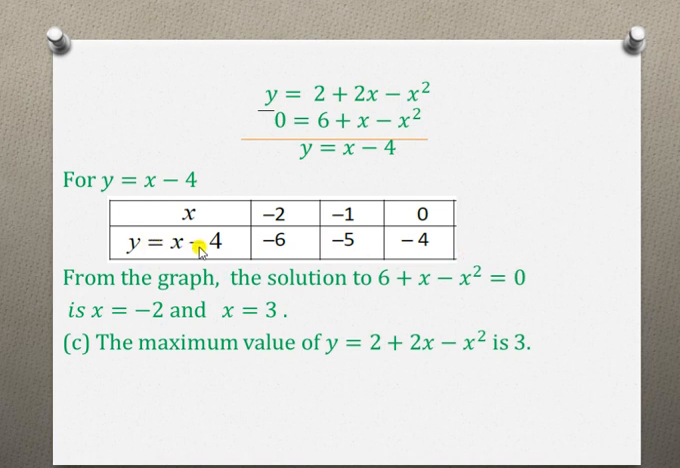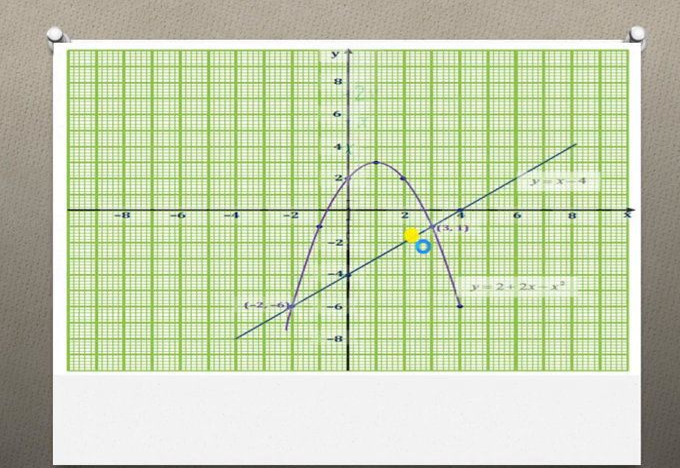So we have got values of y by simply substituting values of x here. For example, -2 here minus 4 gives us -6. -1 minus 4 gives us -5, and 0 minus 4 gives us -4. So you now go and plot again -2, -6, -1, -5, 0, -4. If you join those 3 points, they will give you a straight line as we saw here. They will give you the straight line here.